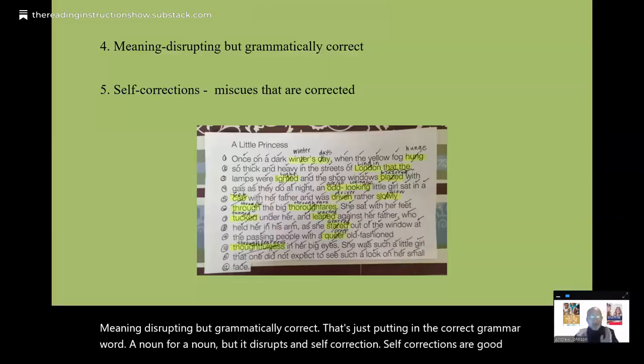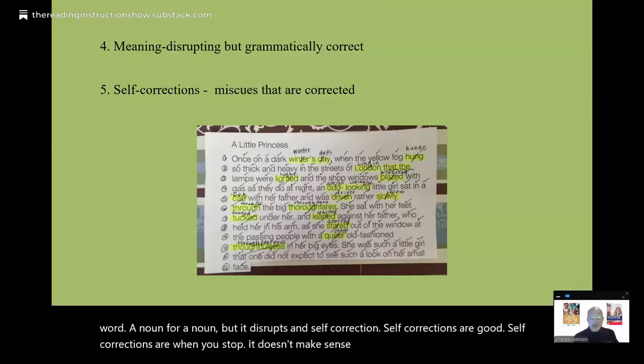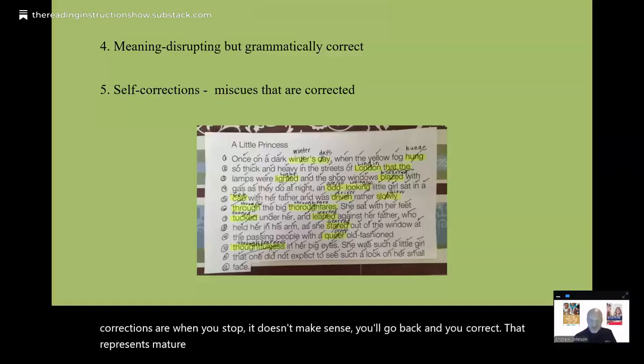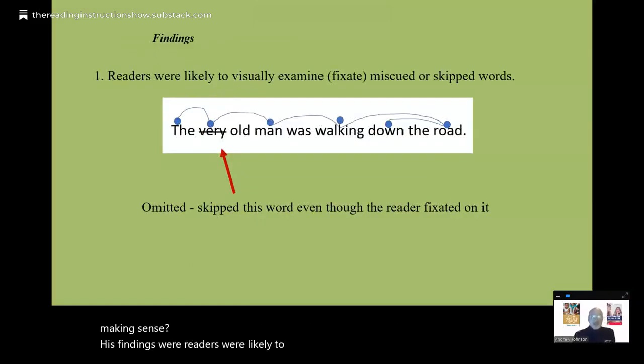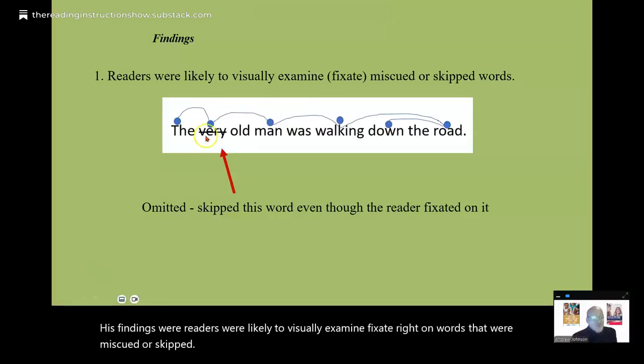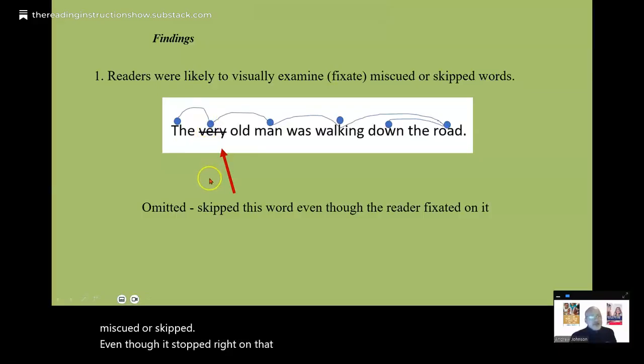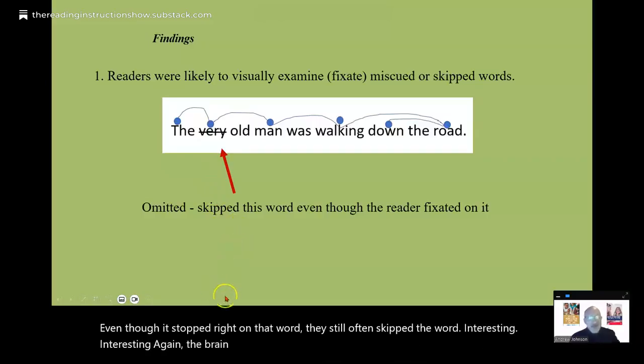Self-corrections are when you stop, it doesn't make sense, you go back and you correct. That represents mature reading behavior. That represents metacognition: is what I'm reading making sense? His findings were readers were likely to visually examine, fixate right on words that were miscued or skipped. Even though it stopped right on that word, they still often skipped the word. Interesting. Again, the brain is filling in the blanks.